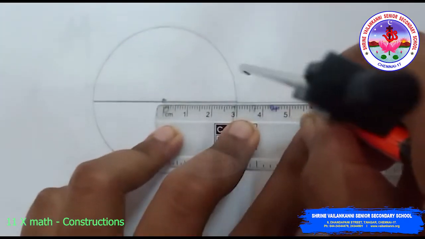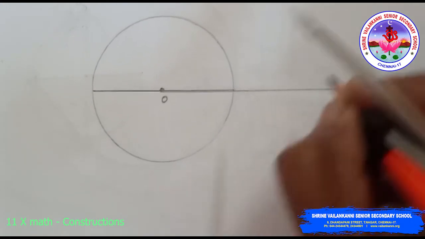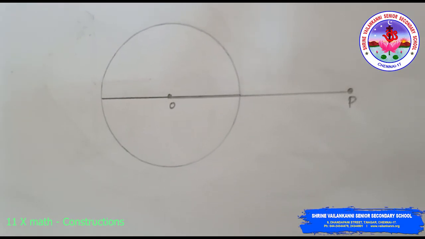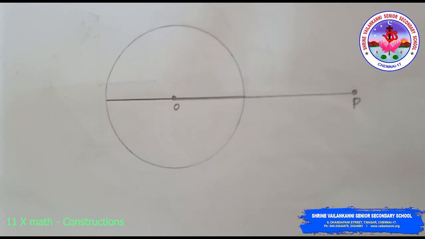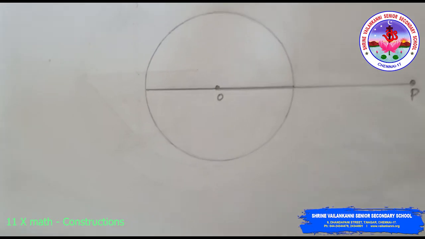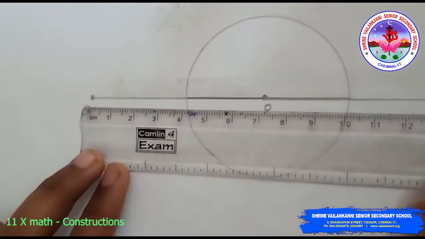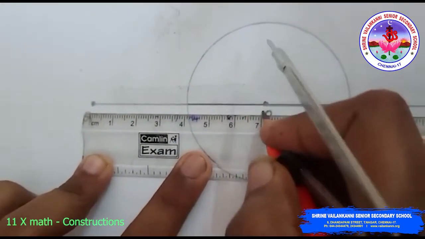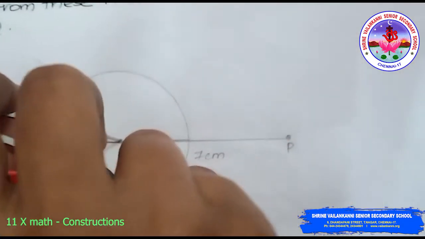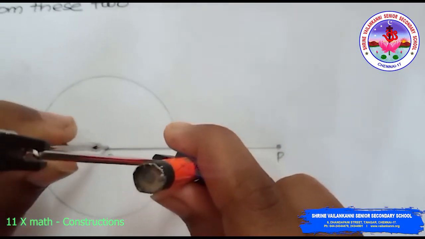I am going to take 7 cm from the center and name the point as P. So this point P will be the external point, which is at a distance of 7 cm from the center. Now we are going to extend the other end of the diameter such that the point Q is at a distance of 7 cm from the center. I am going to take the perpendicular bisector for OP. So more than half of the measure of OP now.